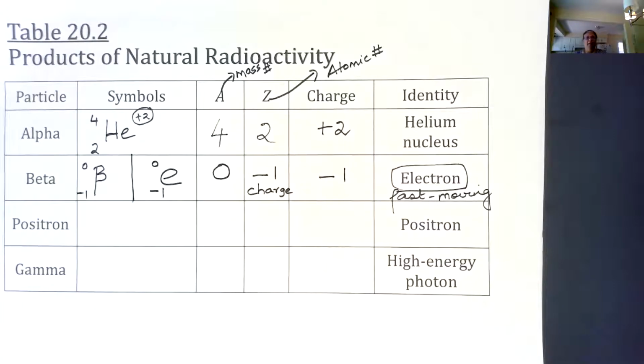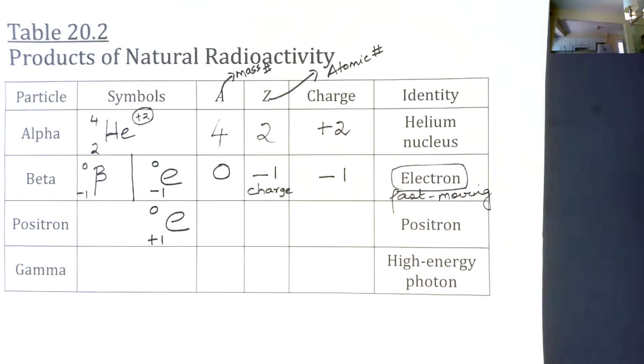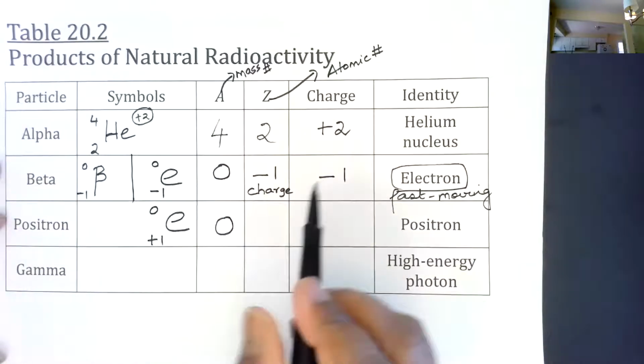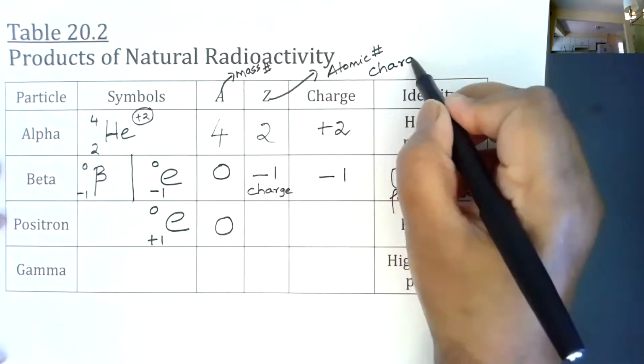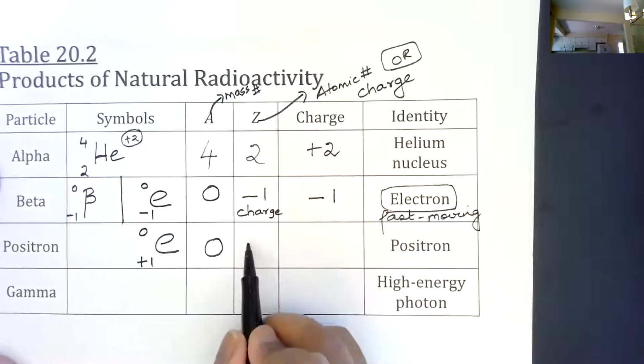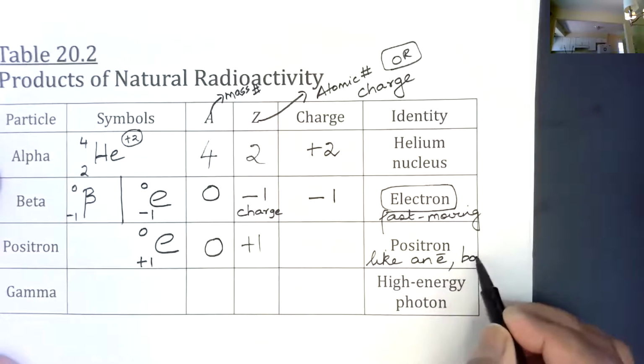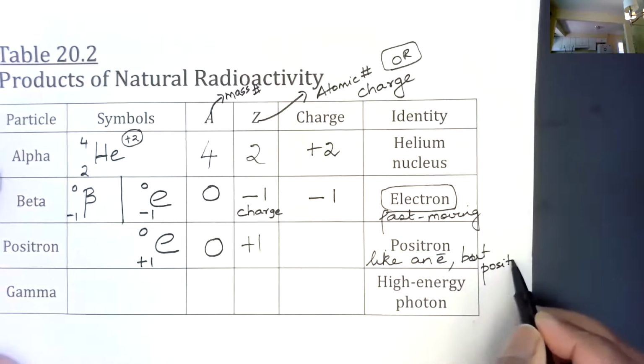Positron, okay? Positron, electron, positron. So what's the difference? It is like an electron. Remember, electron is very light, right? It's not as heavy as a proton. So the positron is not a proton, it is as light as an electron, but it's positively charged. So it has no mass. The Z here refers to the atomic number or charge. We make this distinction in nuclear chemistry. Like an electron, but positive. Okay.